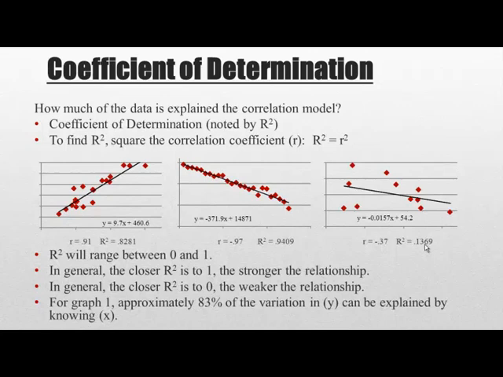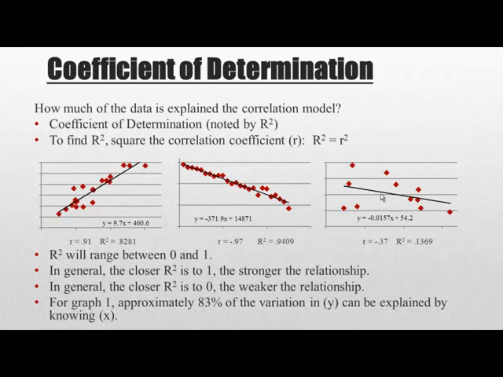So how do you use the coefficient of determination? We have our r squared value. So 83% of the variation in y can be explained by knowing x. 83% is a pretty good number. 94% of the variation in y can be explained by knowing x. I like 94%.